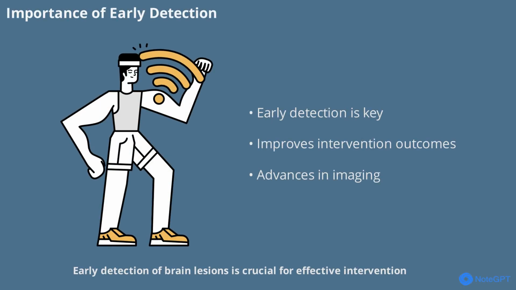Early detection of brain lesions is crucial for effective intervention. The sooner a lesion is identified, the better the chances of minimizing long-term deficits and maximizing recovery. Advances in imaging and assessment tools have greatly improved our ability to detect and respond to brain injuries and diseases.